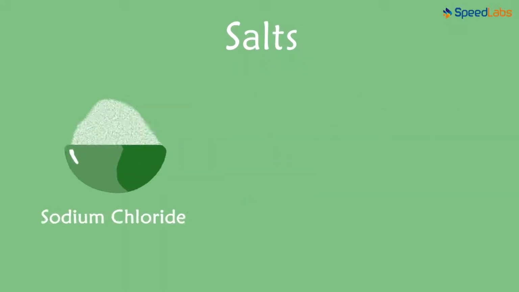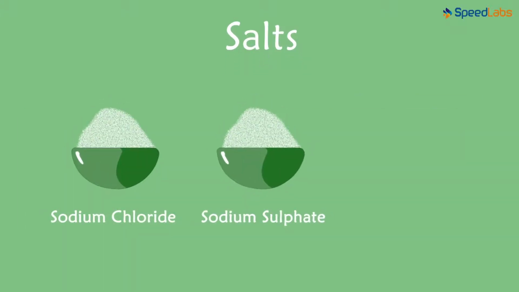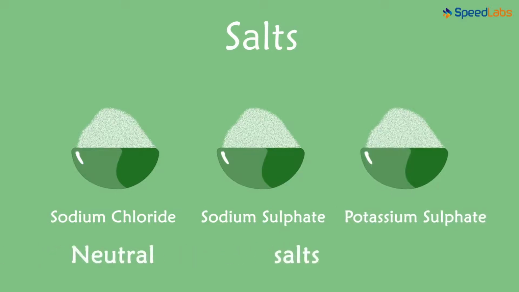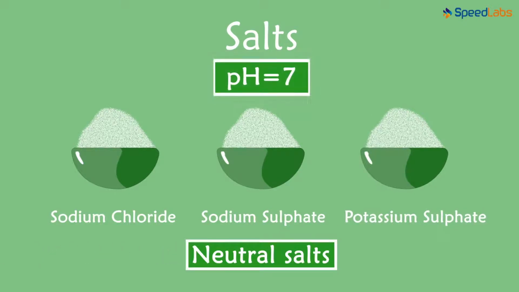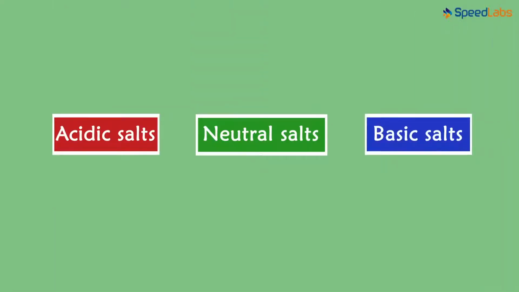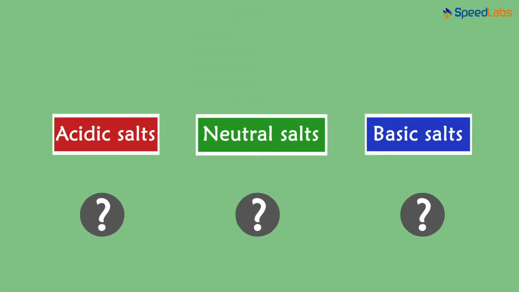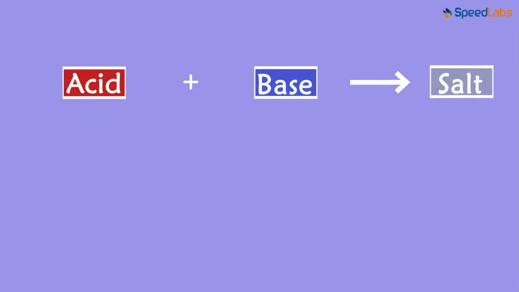Yes, salts like sodium chloride, sodium sulfate and potassium sulfate are neutral salts with a pH of 7. Apart from neutral salts, we have acidic and basic ones too. How do we understand these three categories of salts? It's actually very simple. We know that an acid and a base react to give us a salt.